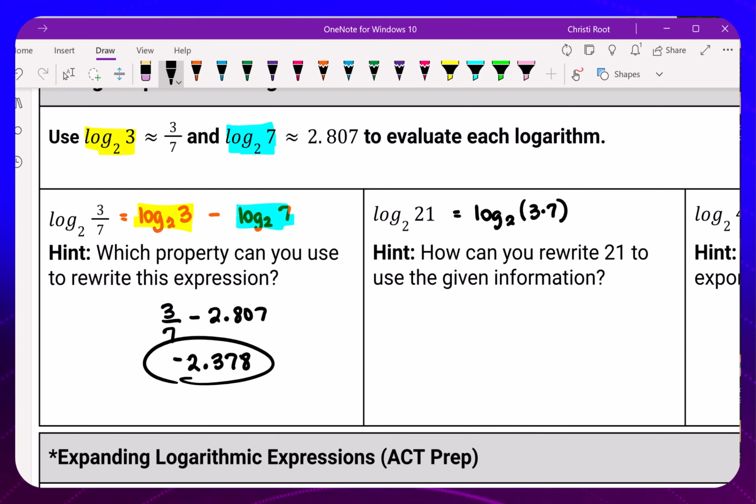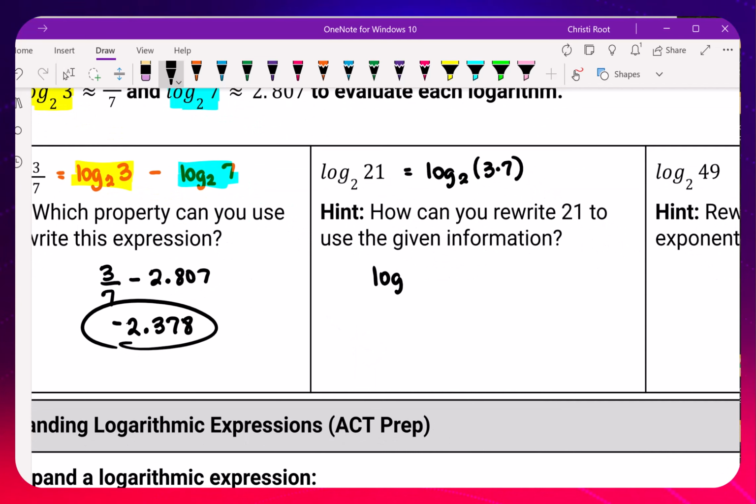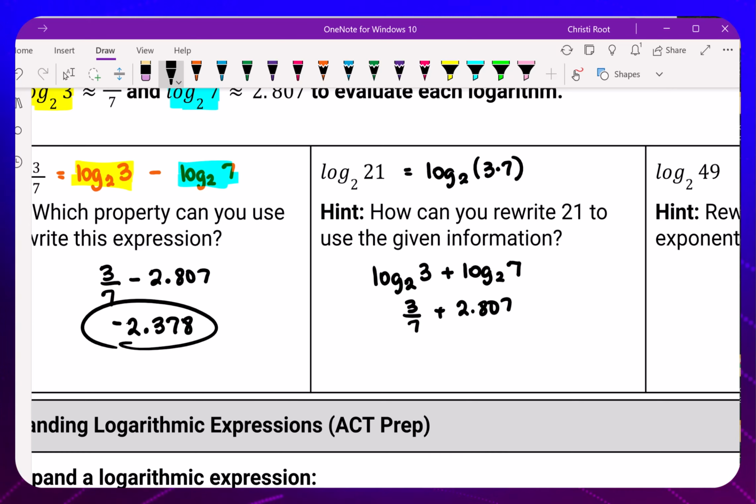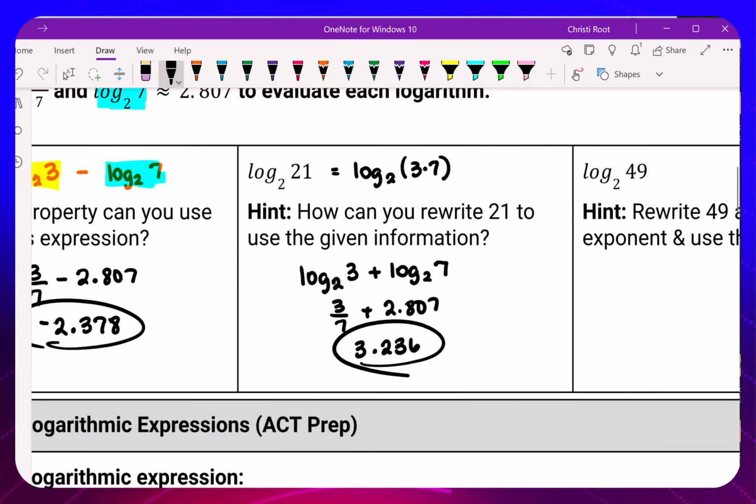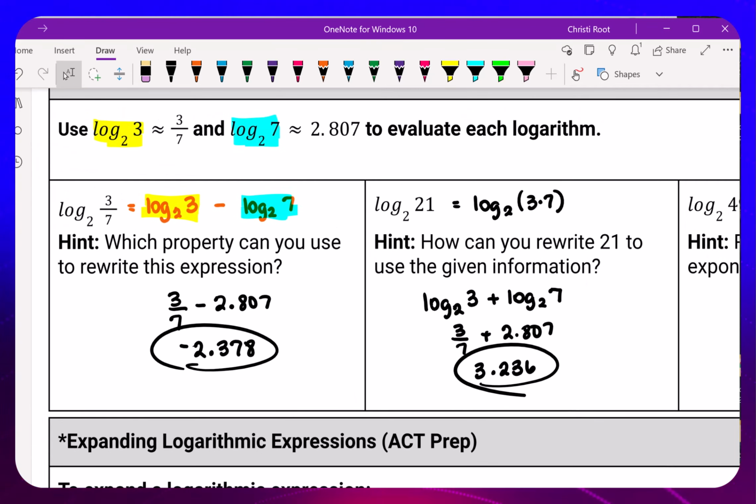And then we have a property situation where I have a 3 times the 7, which is the product property. And the product property says I can go ahead and separate them as long as I use addition. So if it's a product, separate them into the same logarithm and the base, but then I'm going to add them together. So I'm going to write 3 over 7 plus 2.807. And let's type that in our calculator and see what we get. So after typing that one in, I got 3.236, and these are all estimates, but as you can see, it's giving me the ability to do this without having a calculator that calculates logarithms for us.